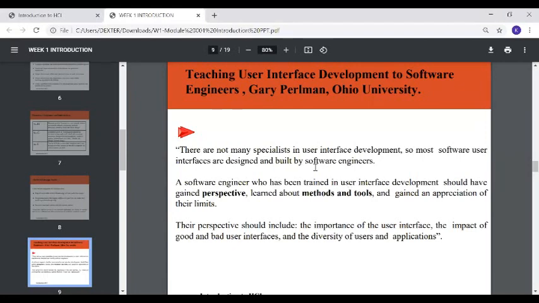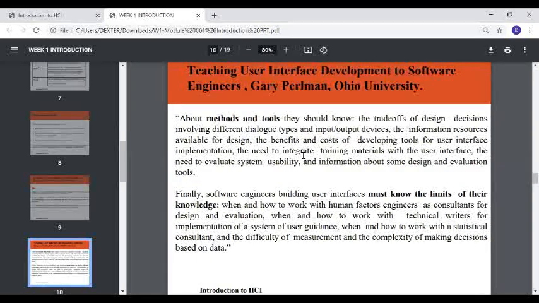Teaching user interface development to software engineers, Gary Fairman, Ohio University. There are not many specialists in user interface development, so most software user interfaces are designed and built by software engineers. Software engineers who have been trained in user interface development should have gained perspective, learned about methods and tools, and gained an appreciation of their limits. Their perspective should include the importance of the user interface, the impact of good and bad user interfaces, and the diversity of users and applications.